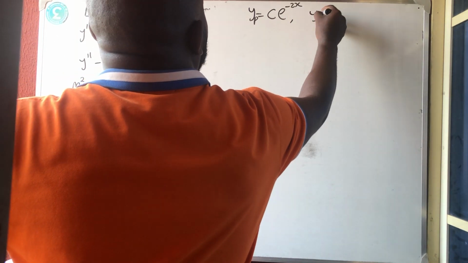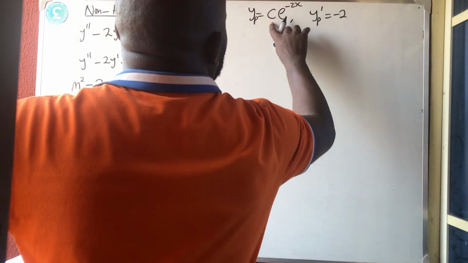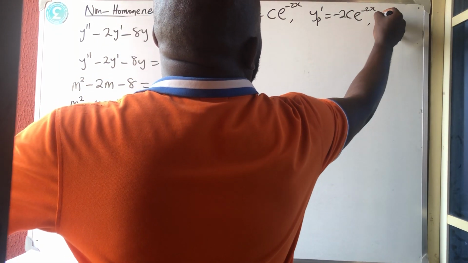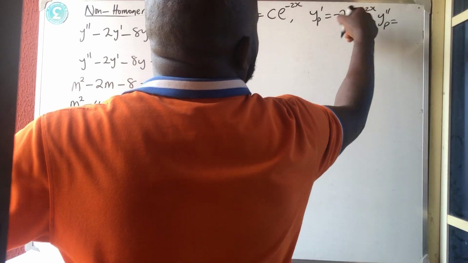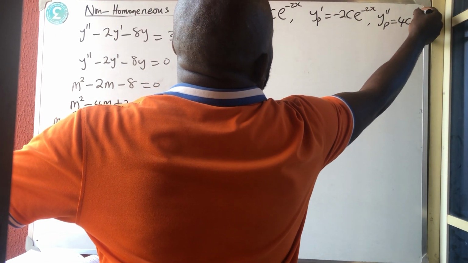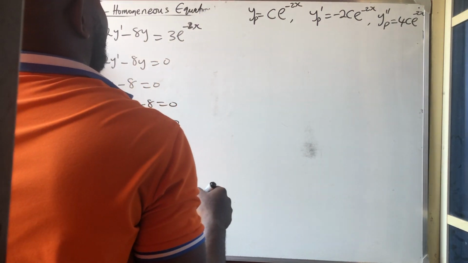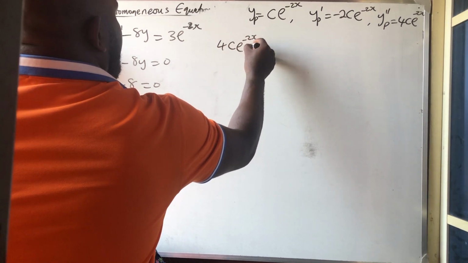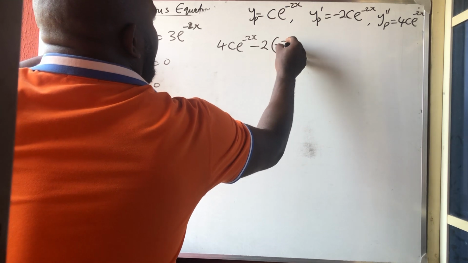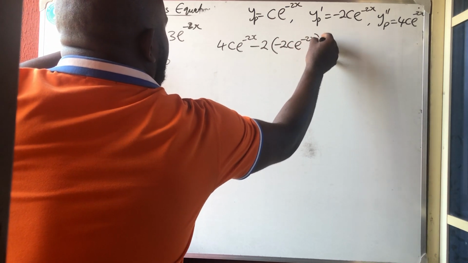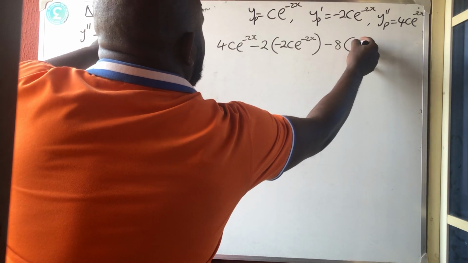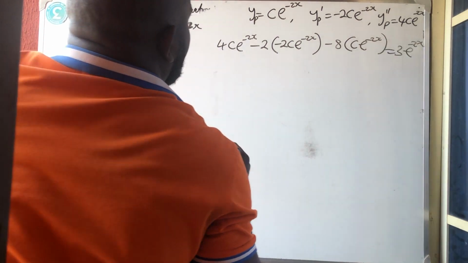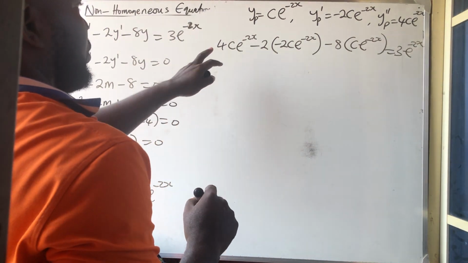The yp prime is equal to minus 2c e raised to power minus 2x. Okay, then the yp double prime is, this time, 4c e raised to power minus 2x. So if I substitute here, I'm having for y double prime 4c e raised to power minus 2x minus 2 bracket minus 2c e raised to power minus 2x. Okay, then minus 8 bracket c e raised to power minus 2x is equal to 3 e raised to power minus 2x. But if you look at this now, look at what is going to happen here. This is 4c.